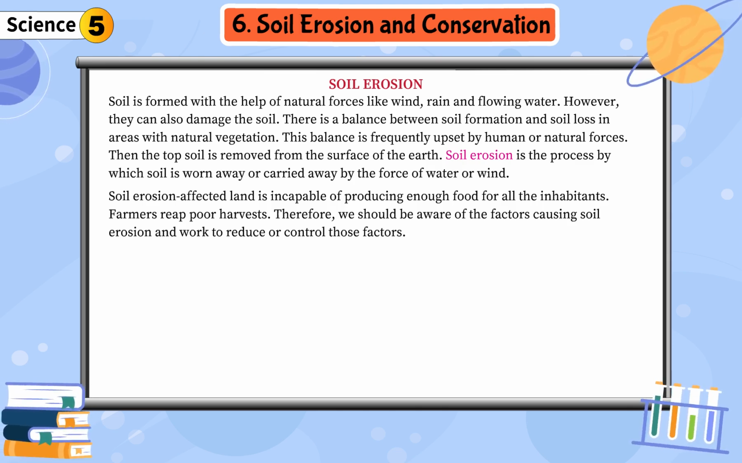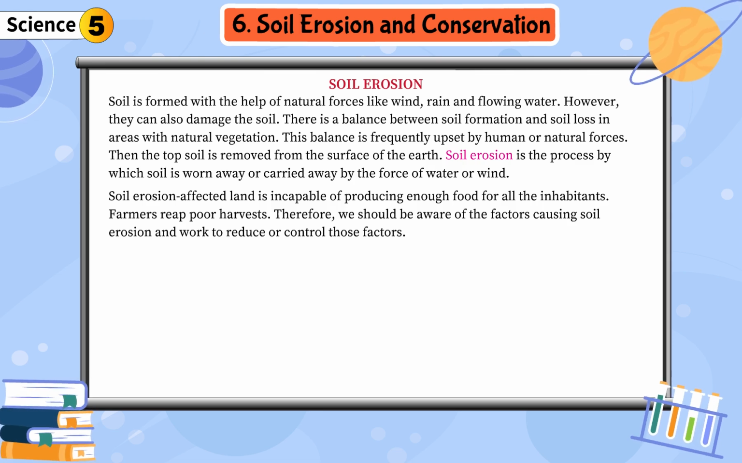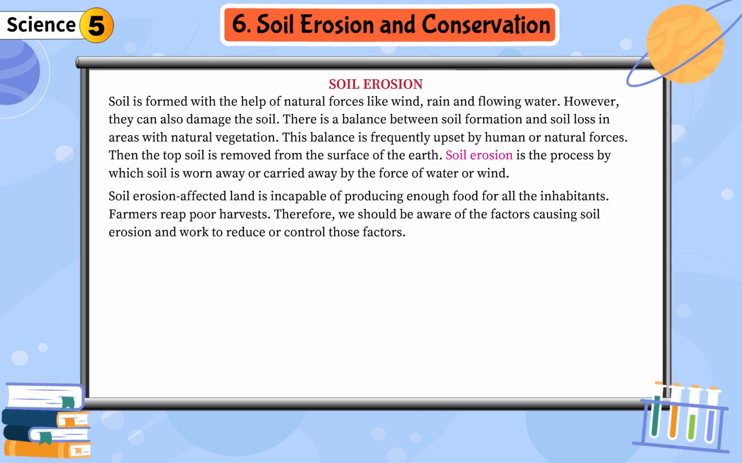However, they can also damage the soil. There is a balance between soil formation and soil loss in areas with natural vegetation. This balance is frequently upset by human or natural forces. Then the topsoil is removed from the surface of the earth.